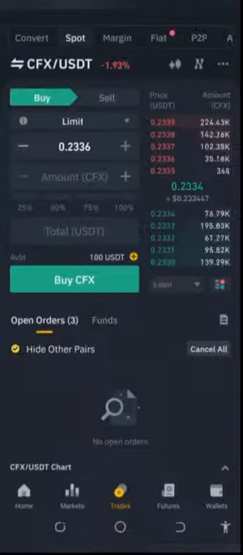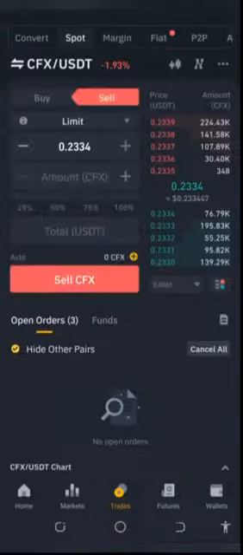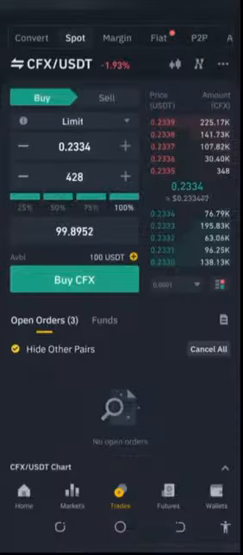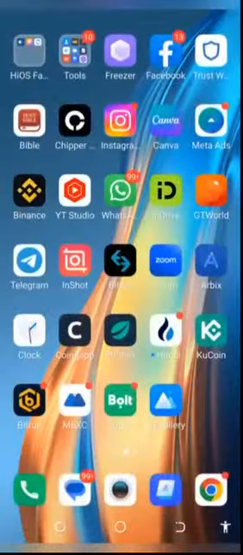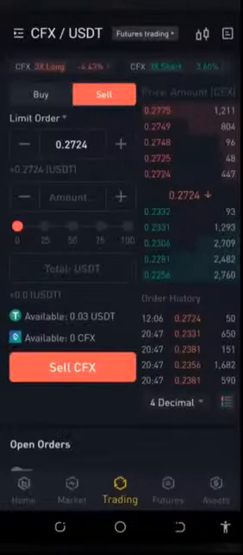So first off, let me see how much I can pick. First, let's just do the refreshings and then see how much we can pick with this. Okay, so we'll get 428, and it will pick 99.89. Okay, so 428, let's copy that. And then let's go over to BuyTrue. Let's do the refreshings, make sure that everything is good.